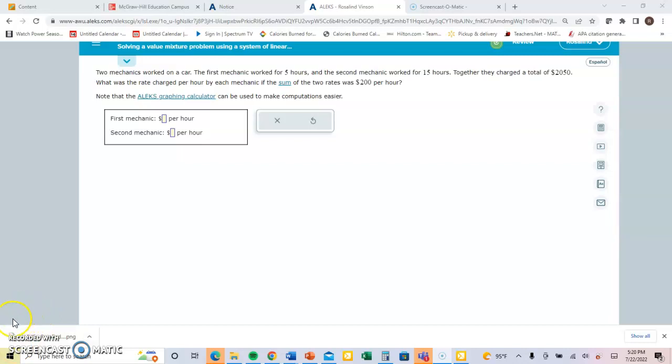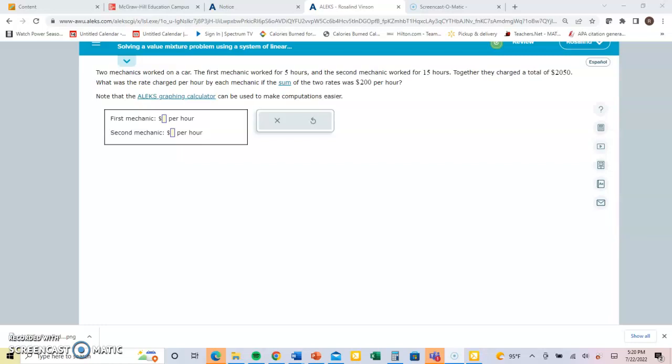Okay, so our first equation is going to be the rate for the first mechanic. We'll let that equal X. And then the rate for the second mechanic, we'll let that equal Y. So we'll have X plus Y is equal to 200. Then for the second equation, we'll take the hours times the rate charged, which we don't know, to give us the total. So that equation will look like 5X plus 15Y is equal to 2,050.